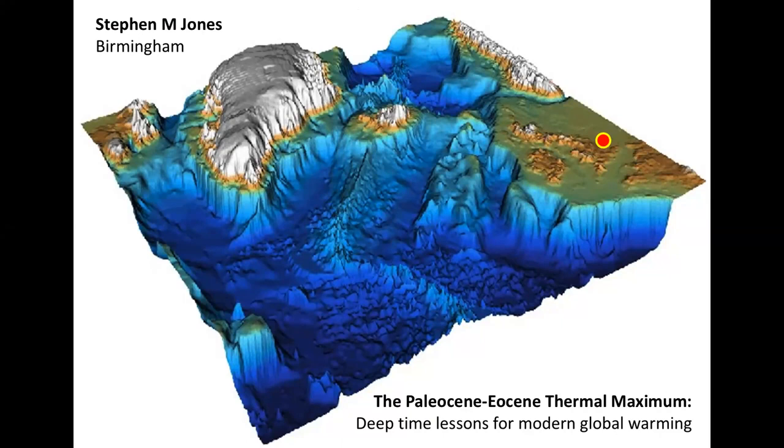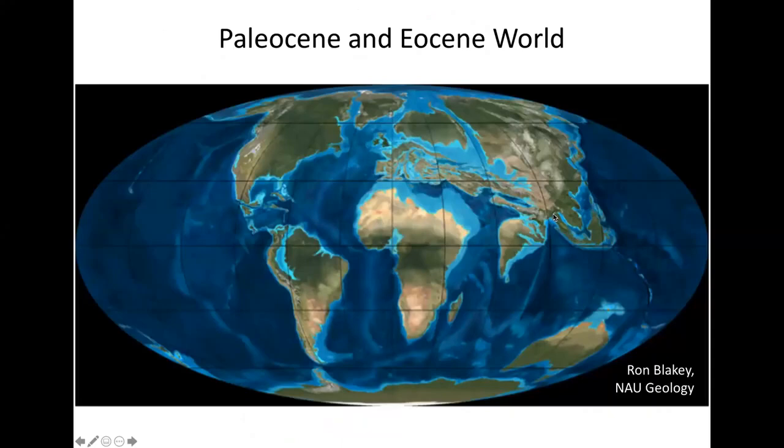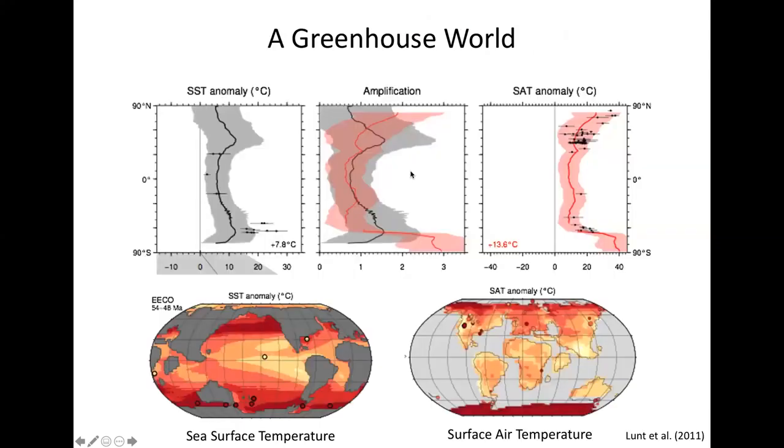So Paleocene-Eocene, as we know, they're two chunks of geological time. It's worth just thinking a little bit about what the world looked like then, just to set the scene. The world was recognizable 56 million years ago in terms of the positioning of the continents, but there were some differences. A significant difference is that it was a greenhouse world.